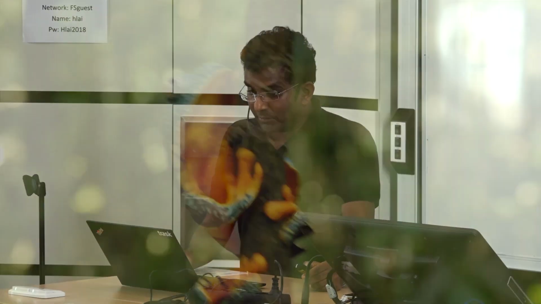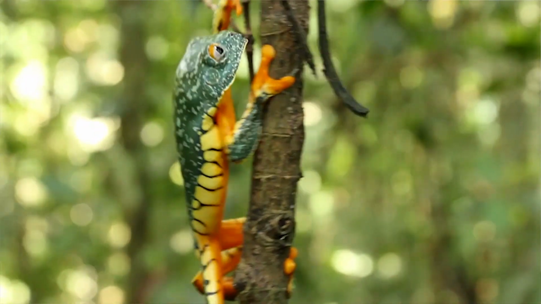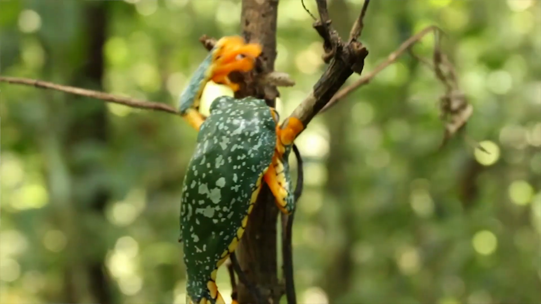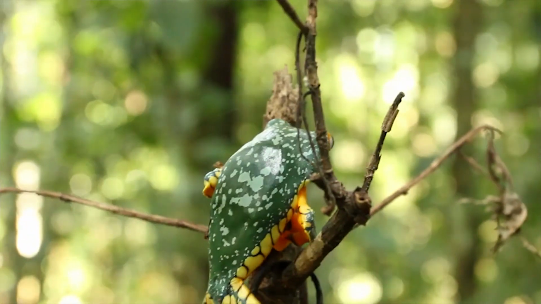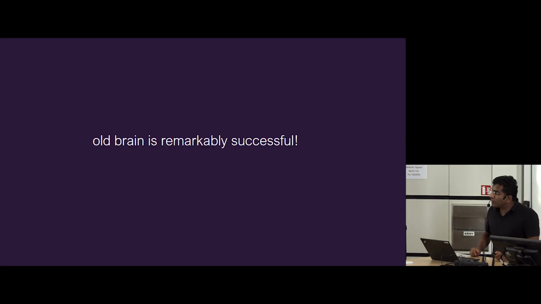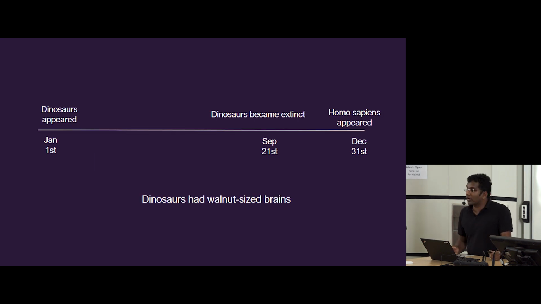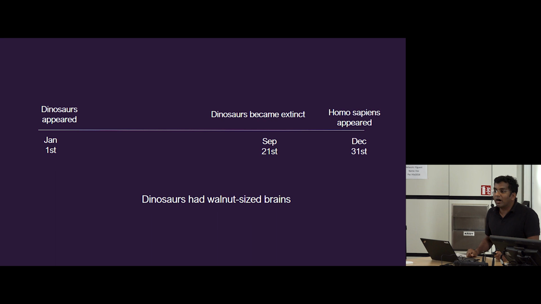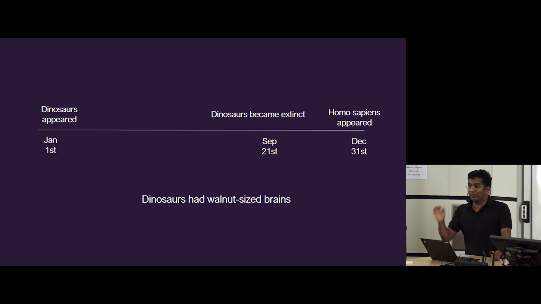And here is another example of a frog climbing a tree. It's very sophisticated behavior. It's not really thinking about it. It's just doing it. It has a circuit that was trained over evolutionary time scale to achieve that. And the old brain was remarkably successful. You might think, oh yeah, but they won't survive, etc. But if you look at the history, the old brain is more successful than us. If you compress the history of dinosaurs until now, dinosaurs appeared on Jan 1st. They went extinct on September 21st. We appeared only on December 31st. So dinosaurs survived more than us already, if you're just looking at survival as success.